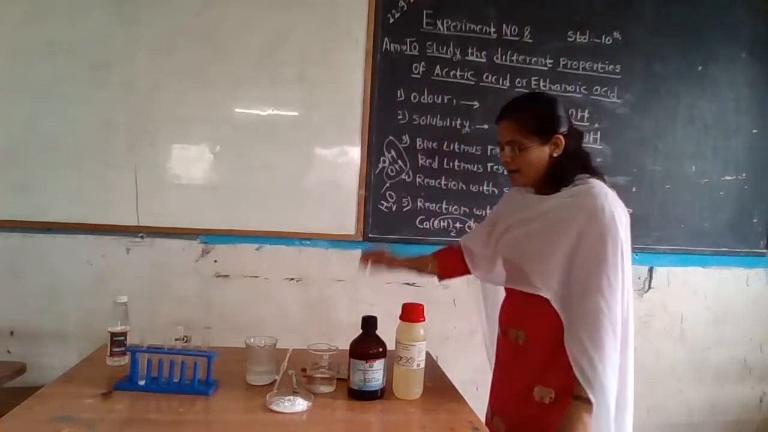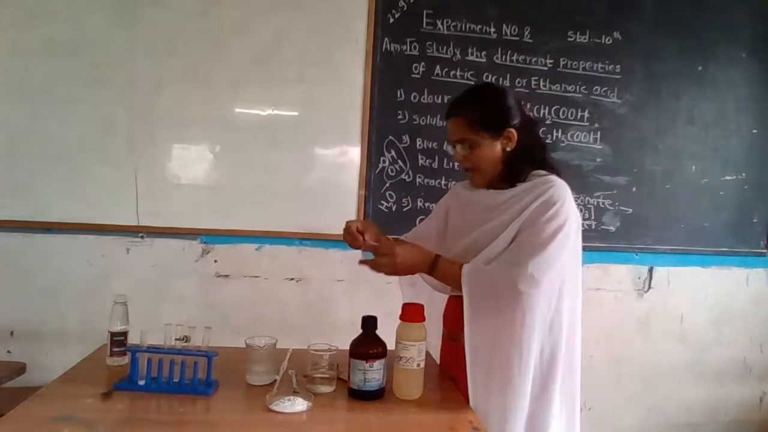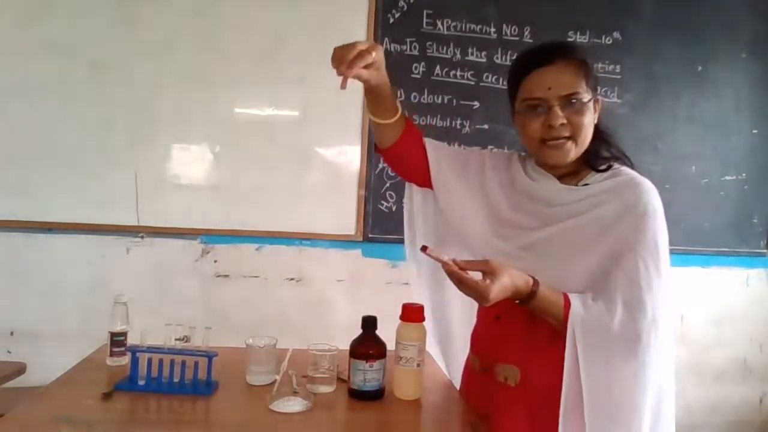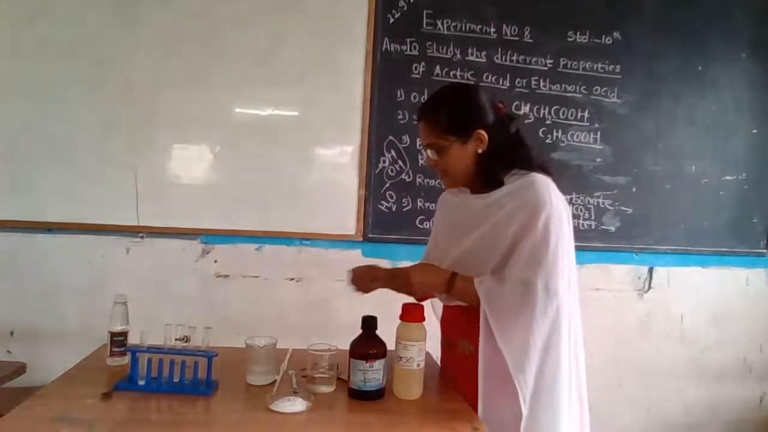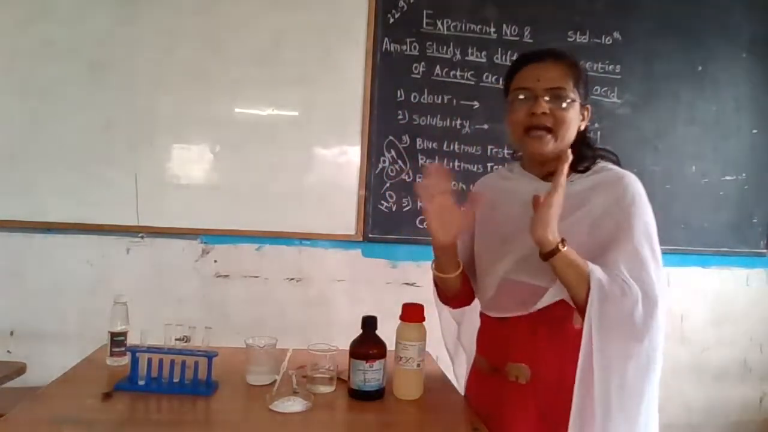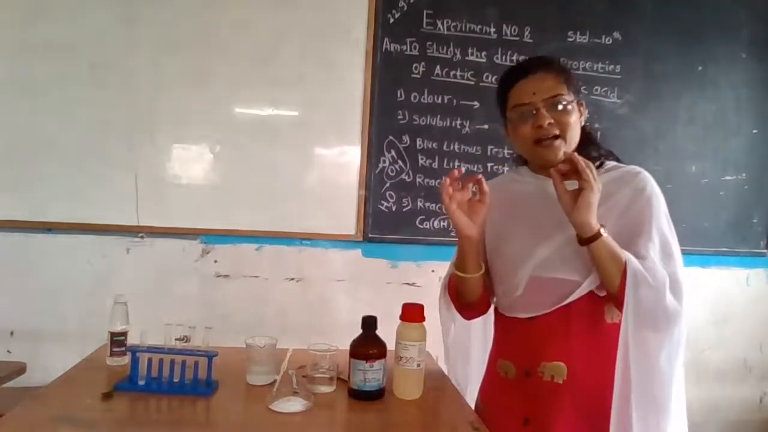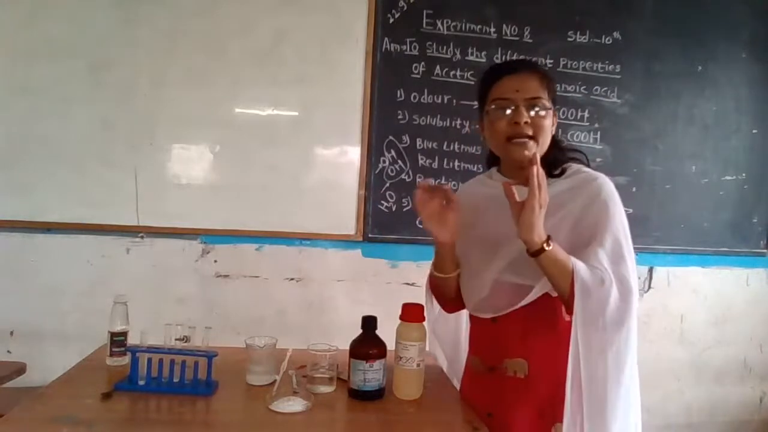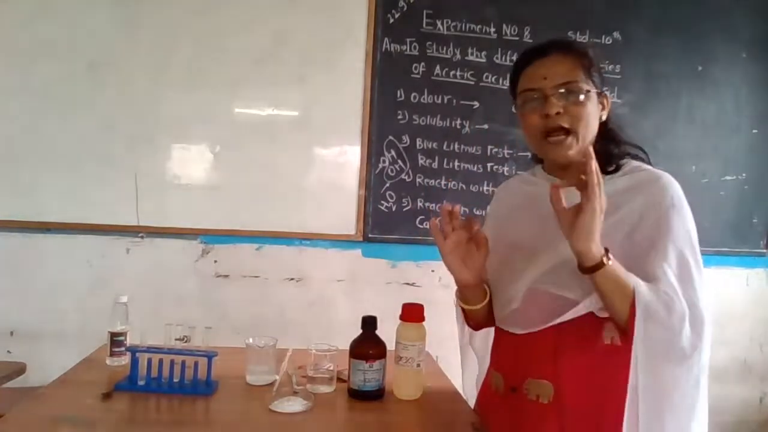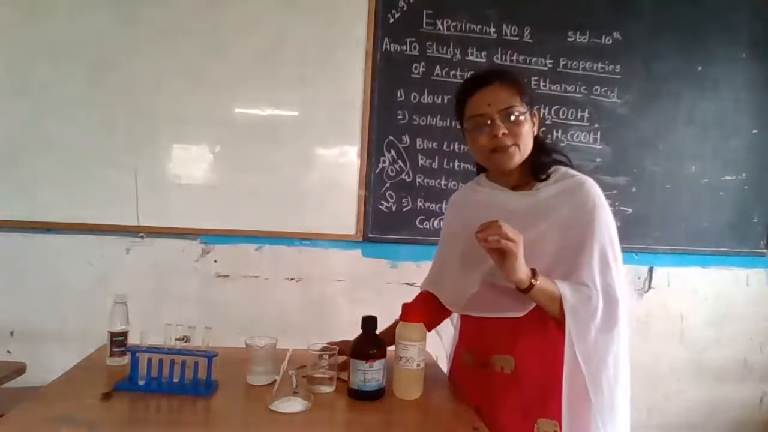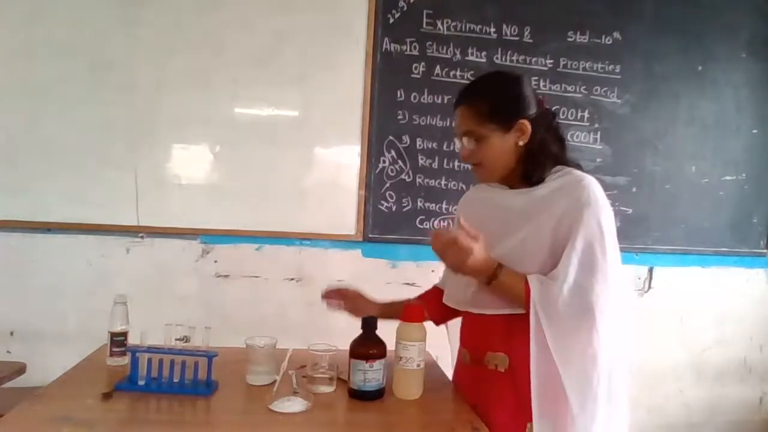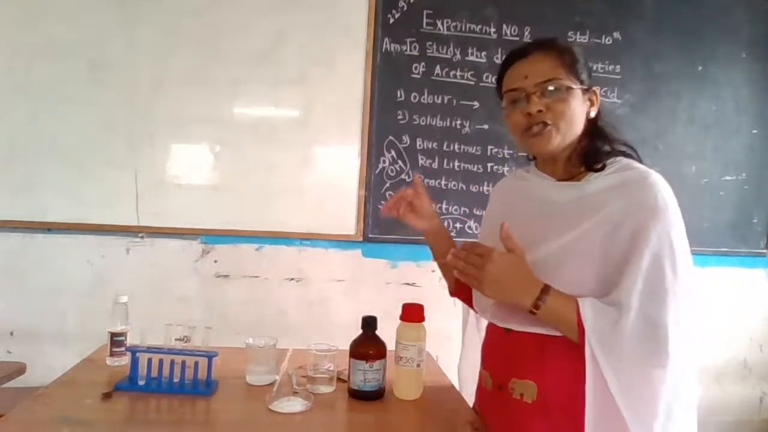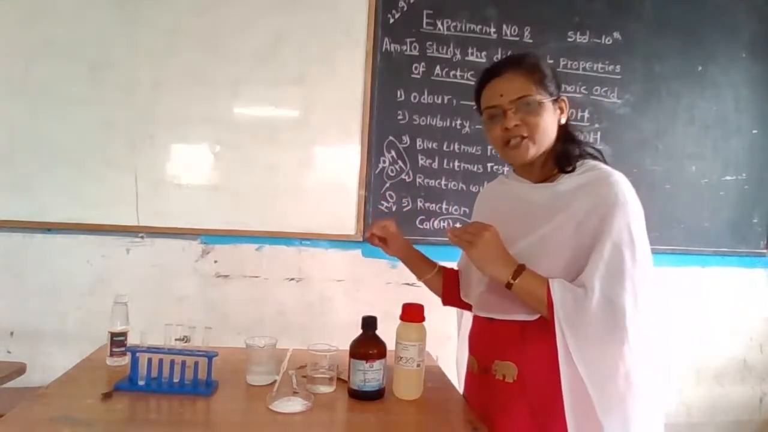Then we conclude that blue litmus paper turns red and red litmus paper retains red. That's why acetic acid is a weak acid by the litmus test. We can use litmus solution also. Students, here I am using litmus paper, but in this experiment freshly prepared litmus solution can also be used to conclude the reactions.